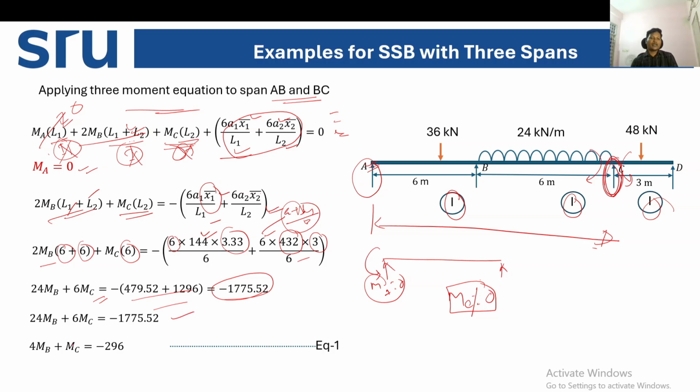So the equation, if you rewrite, 24 MB plus 6 MC is equal to this. If you simplify again, divide this equation by 6, so 24 by 6 is 4 MB, 6 by 6 is 1, so MC is equal to minus 1775 divided by 6, that is minus 296. This is your equation 1.